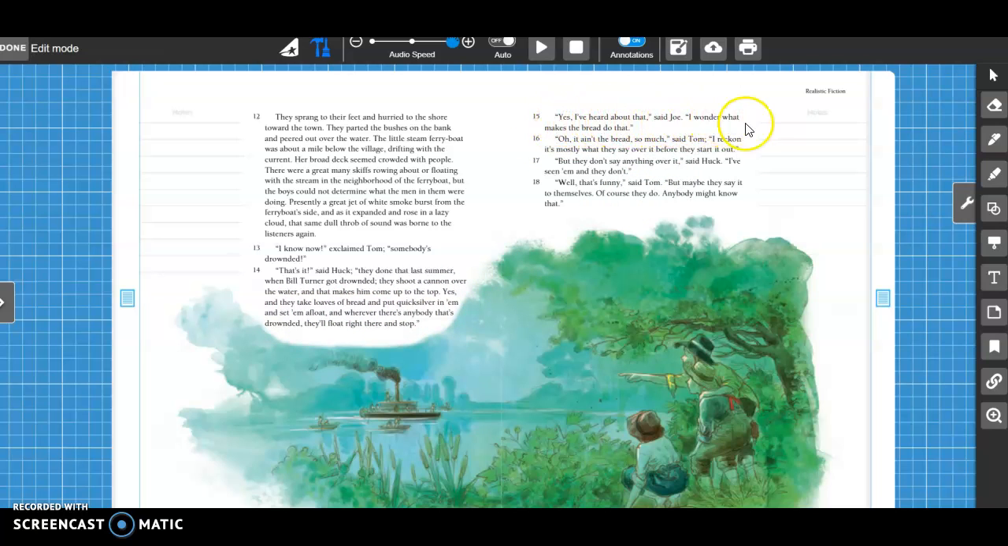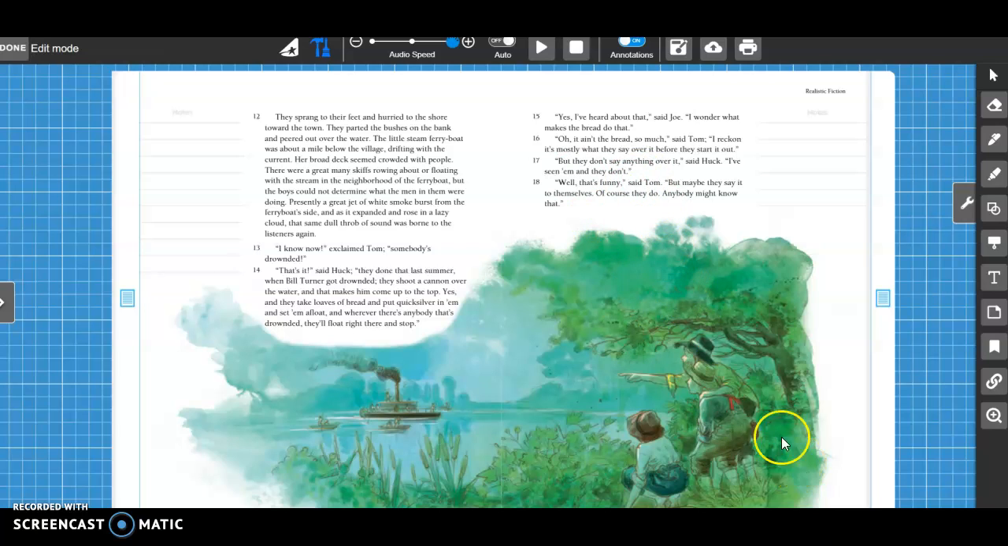"Yes, I've heard about that," said Joe. "I wonder what makes the bread do that." "Oh, it ain't the bread, so much," said Tom. "I reckon it's mostly what they say over it before they start it out." "But they don't say anything over it," said Huck. "I've seen them, and they don't." "Well, that's funny," said Tom, "but maybe they say it to themselves." "Of course they do. Anybody might know that."